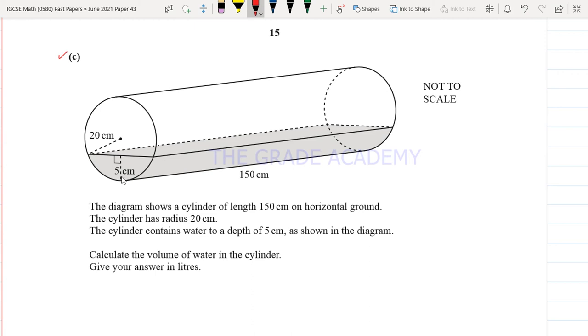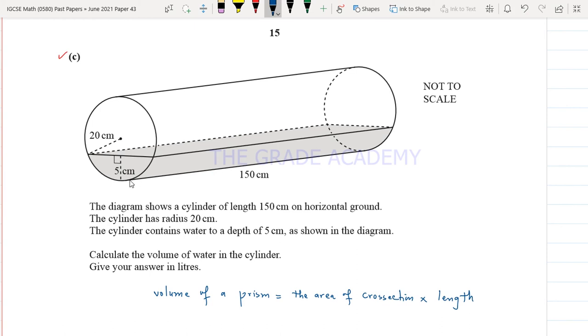If we see carefully, the shape that this water is making inside this cylinder is basically a prism. So we have to find the volume of this prism. The volume of a prism is given by the formula: volume of a prism is equal to the area of cross section multiplied by the length or height of the prism.